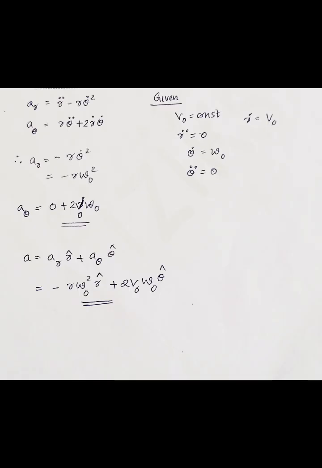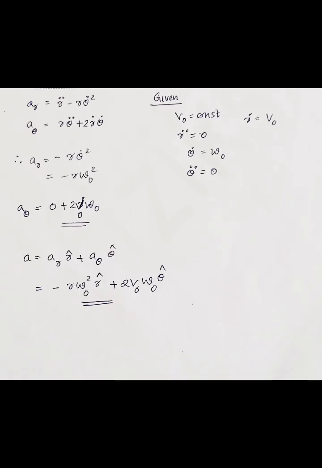And we know that ar, that means the acceleration in the radial coordinates, we get ar is equal to r double dot minus r theta dot square, and a theta is equal to r theta double dot plus 2 r dot theta dot. Substituting the value of r double dot into the ar equation, we get ar is equal to minus r theta dot square. We know theta dot is equal to omega 0. That is, ar is equal to minus r omega 0 square.